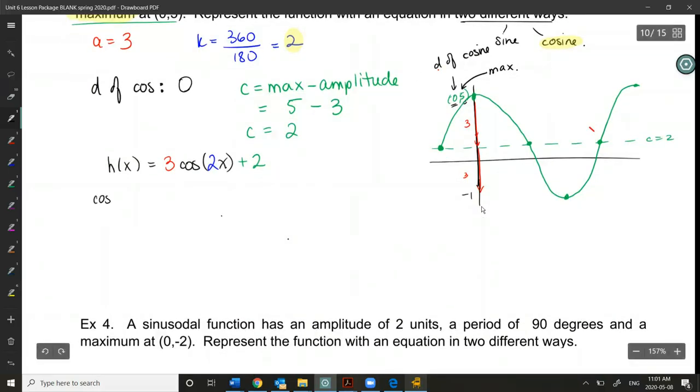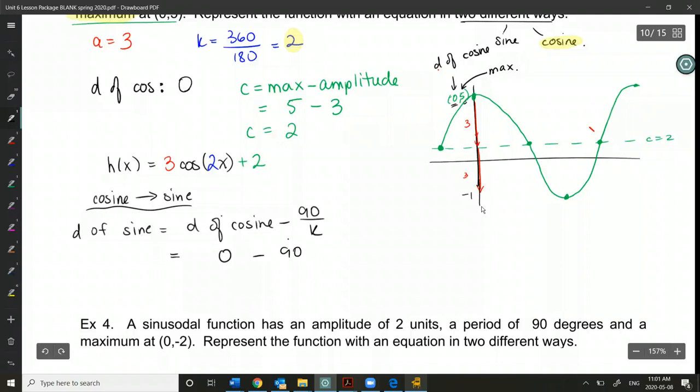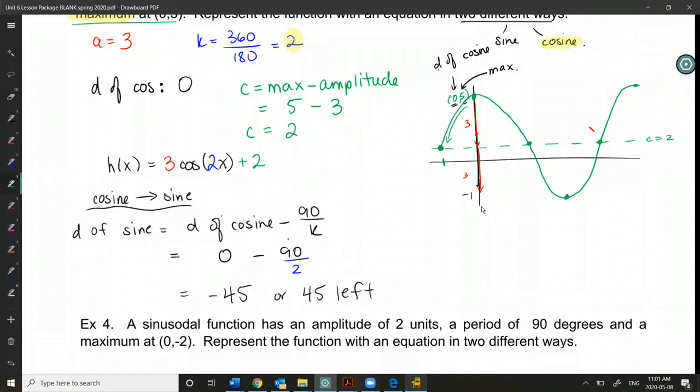So if I'm going from a cosine to a sine equation, I'm going to use that first formula, and that was that I can find the d of sine by taking the d of cosine and subtracting 90 over k. So in this case, our d of cosine is actually 0, and we're going to subtract 90 over k, which is 2 here. So we're going to get a negative 45, or in other words, we get 45 to the left. And if we look at our picture, that actually makes sense, right? Because we know that the rising midline is over here. It's to the left of the y-axis, so we're saying that this is basically at negative 45 over here.